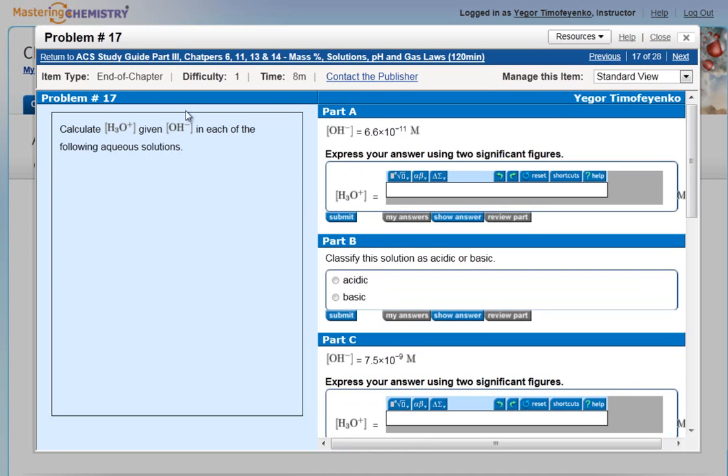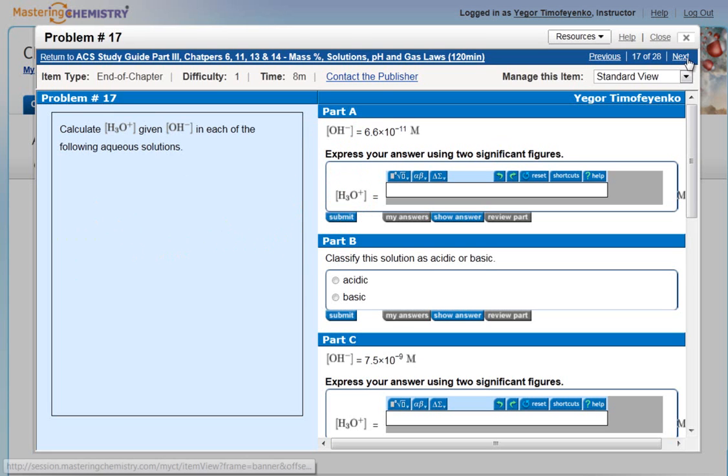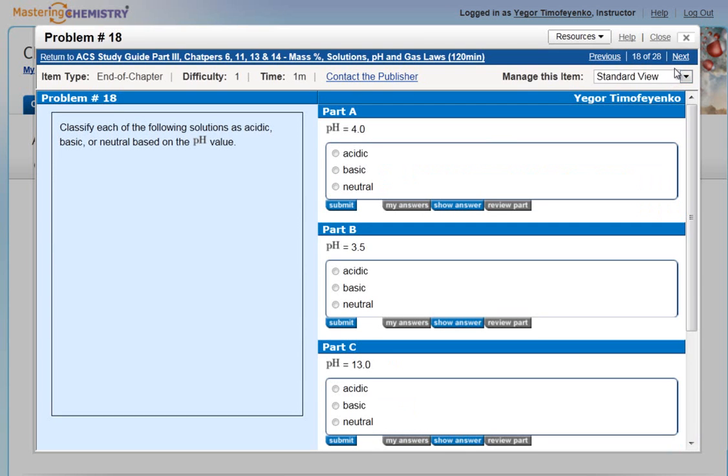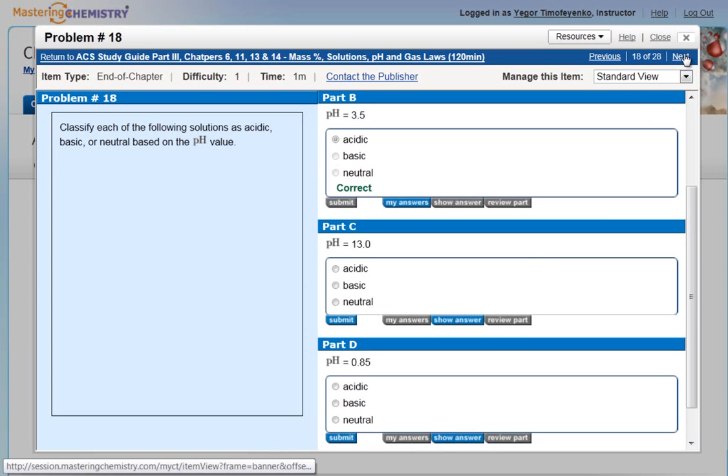Similar story, just finding OH minus from H plus: H plus times OH minus is equal to 10 to the negative 14. You have to rearrange this, or solve for x, however you like to do it. This is understanding of the pH scale. You have to realize that on the pH scale, 14 is basic, 7 is neutral, and 0 is acidic. If it's 3.5, it falls somewhere on here. It must be acidic. Acidic it is.